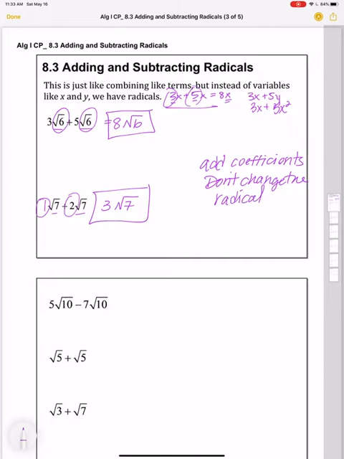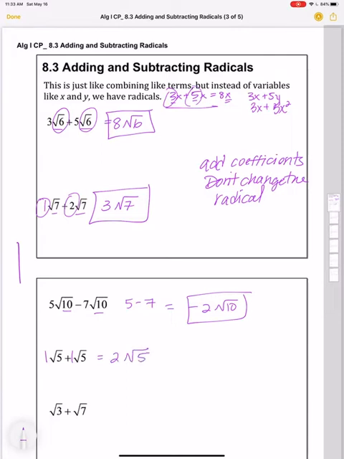Okay, so this next one, 5 root 10 minus 7 root 10. Yes, these are the same, so it's 5 minus 7. 5 is smaller than 7. You're taking away more than what you have, so you're going to have a negative 2 root 10. Square root of 5 plus the square root of 5, those have coefficients of 1, so that's 2 square root 5.